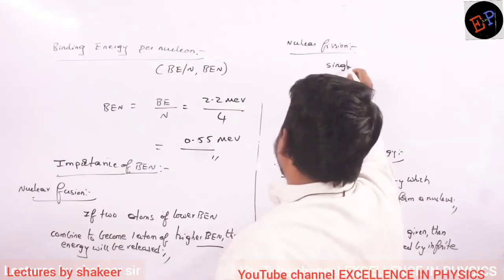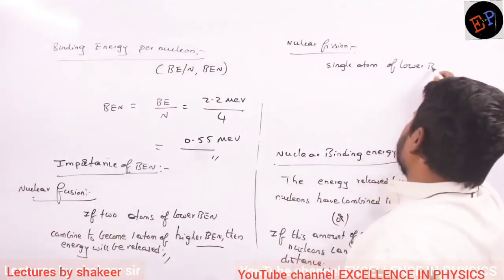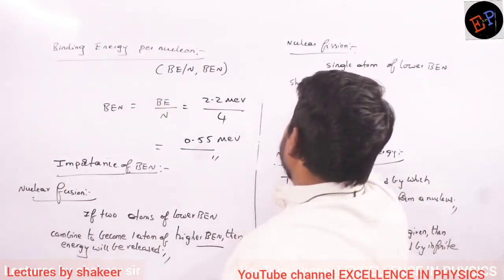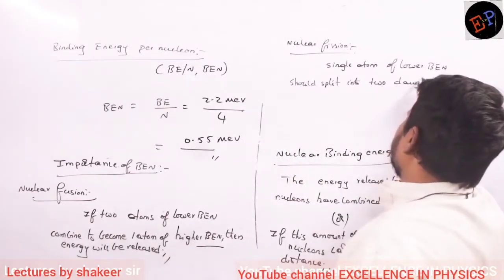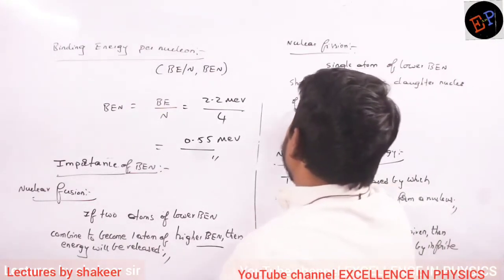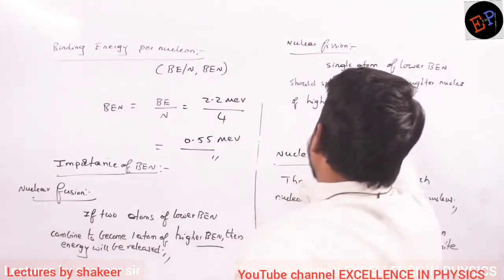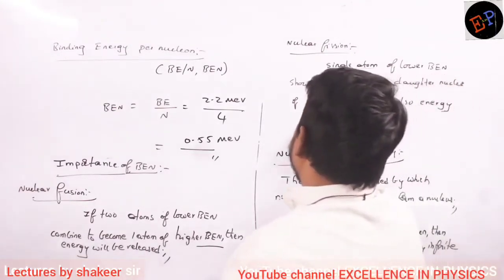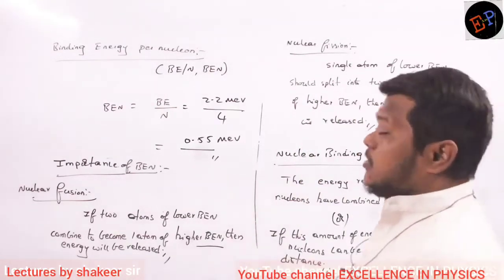Single atom of lower BEN, binding energy per nucleon, should split into two daughter nuclei of higher BEN, then also energy is released. Are you able to understand? So this process is called as nuclear fission.